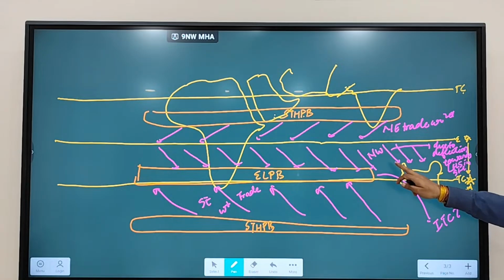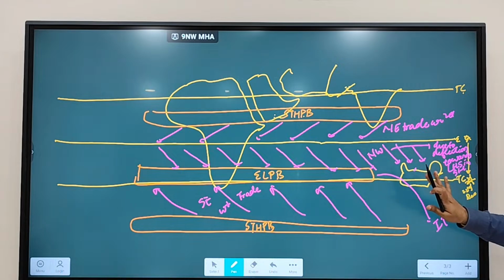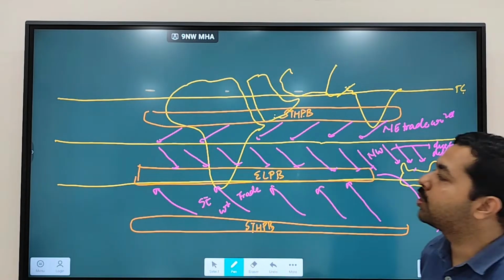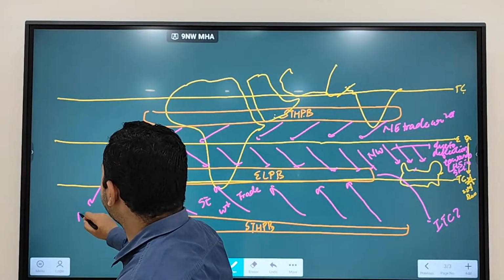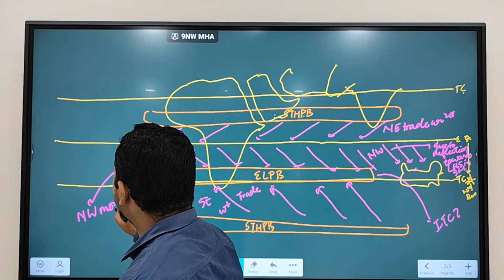Now when this northwest wind picks up moisture, what will happen? Because it is blowing over oceans, the Indian Ocean region, when it picks up moisture, it will cause rainfall where? In Australia, in South Africa, in those regions you will see certain rainfalls happen. So that's why it is called the northwest monsoonal wind. It is referred to as the northwest monsoonal wind.